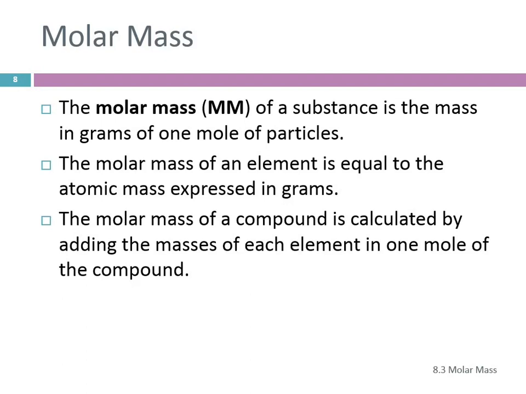The molar mass of a substance, sometimes abbreviated capital M, is the mass in grams of 1 mole of the particles. So for an element, it's the atomic mass expressed in grams. For a compound, it's calculated the same way you calculate a formula mass, by adding together the masses of each element that are present in 1 mole of the compound.